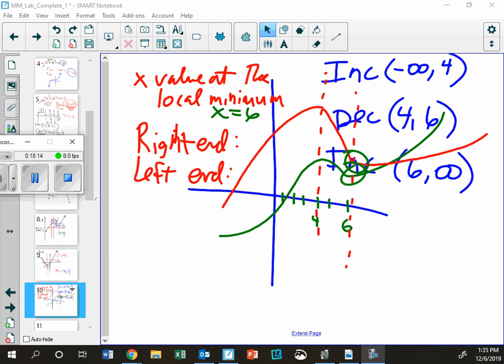Okay, so on this one, I gave the kids the increasing and decreasing intervals, and then I asked them these questions. What was the x value at the local minimum? What was the right end? What was the left end? And that red graph or the green graph would have been an okay way to draw it. It doesn't really matter. You could have drawn it a lot of different ways. But the x value would have been 6 at the local minimum, and the right end is up and the left end is down.